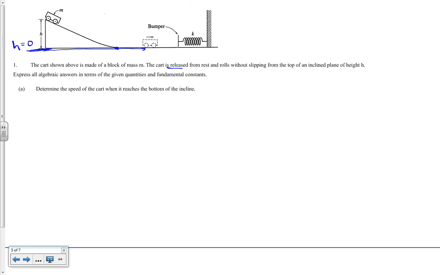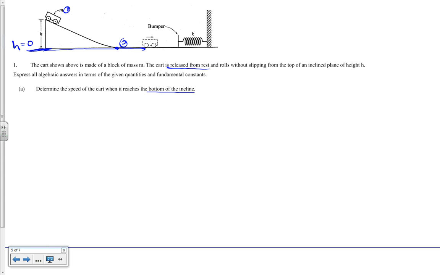It also says released from rest. What does that mean? Kinetic at the top is 0. So clearly we're starting here, and for the first part of the problem, we're determining this when it reaches the bottom of the incline. So that's when we want to stop our problem. We start at the top and go down to the bottom. Now the rest of this stuff is not consequential for us. It may be later in the problem, but for this part, we're starting at the top and we're finishing at the bottom. So those are our points of interest.